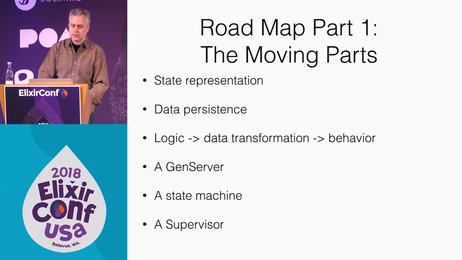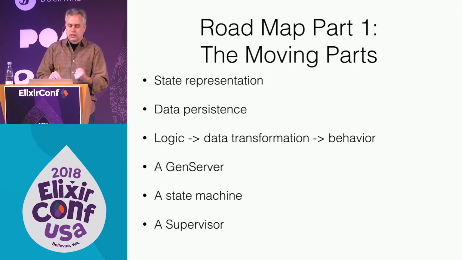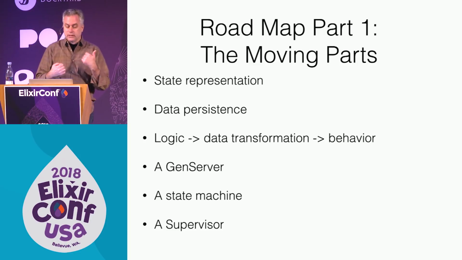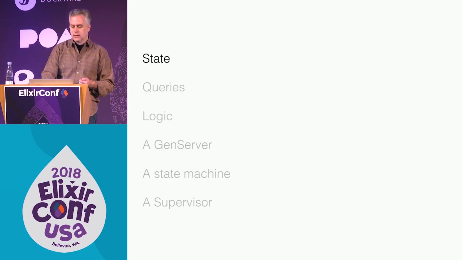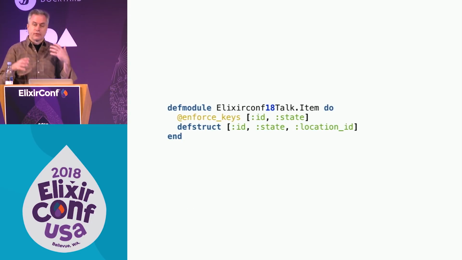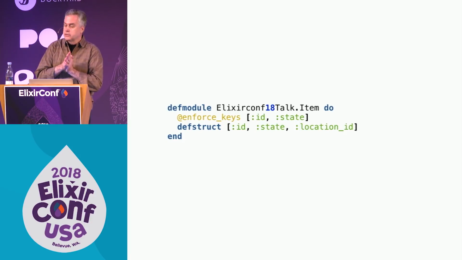So the moving parts. We've got to be able to represent state. We've got to have some form of data persistence. And then we need to represent the logic, which is really data transformations that we perceive as behavior. We'll need a GenServer, a state machine, and a supervisor. So let's start with state. Now for us, that's pretty easy. And for this example, it's pretty easy. We can just use a struct.